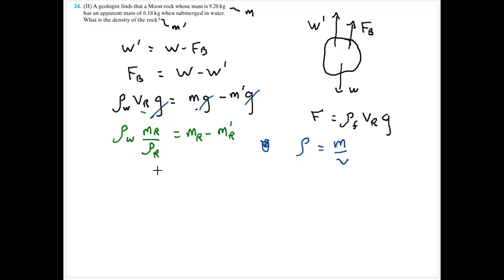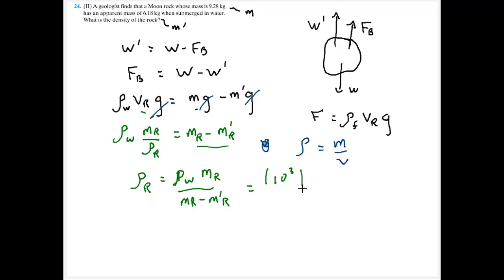Now solve this for density, multiply both sides by density and divide by this quantity, and I get an expression for the density of the rock being related to the density of water, the mass of the rock, and then the mass of the rock minus the apparent mass of the rock right there. I know what the density of water is.